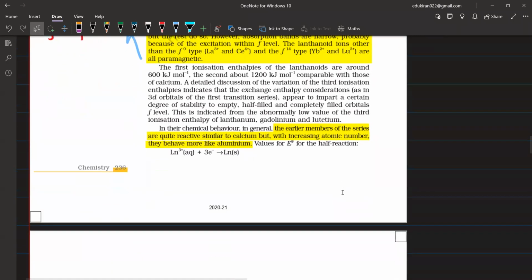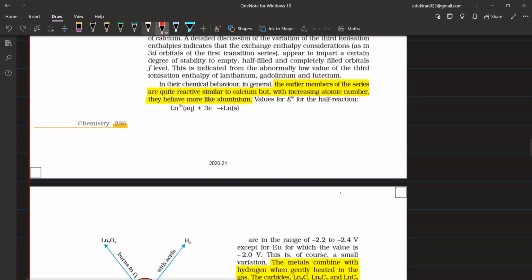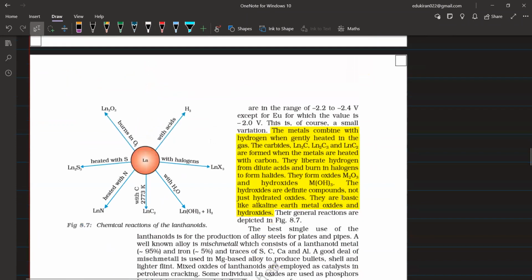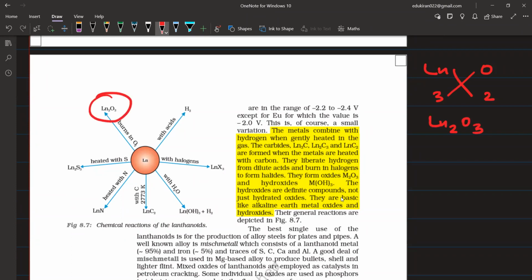Now, next is the reactions of lanthanide. Lanthanides generally show reactions similar to that of aluminium. That is why, if you react lanthanum with oxygen, what compound are you going to make? Since all the lanthanides are going to react as aluminium, they will have valency of 3. Oxygen will have valency of 2. If you cross multiply this, you are going to get Ln2O3. So this type of compound is formed.